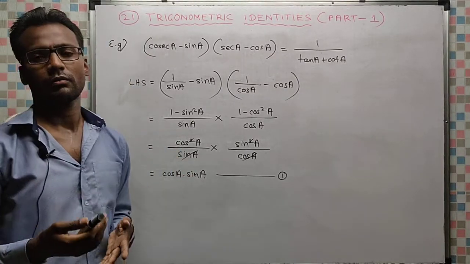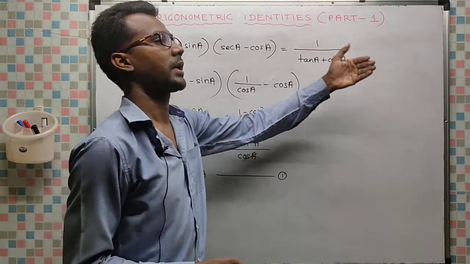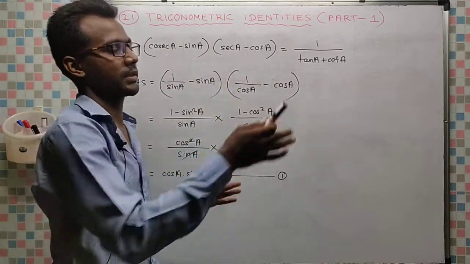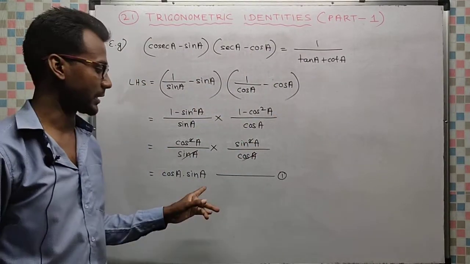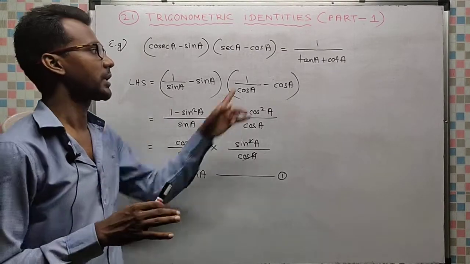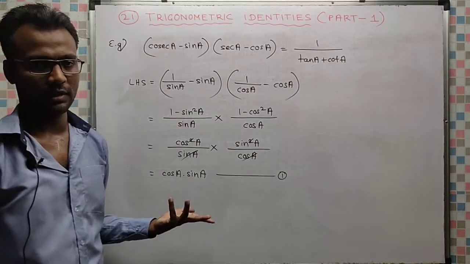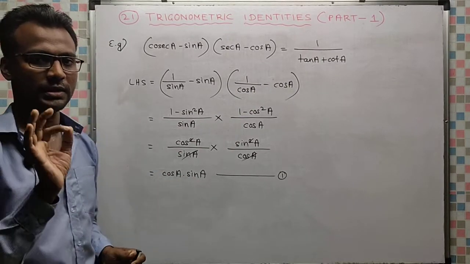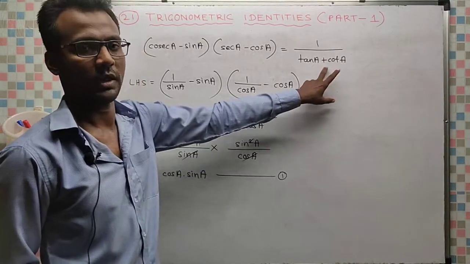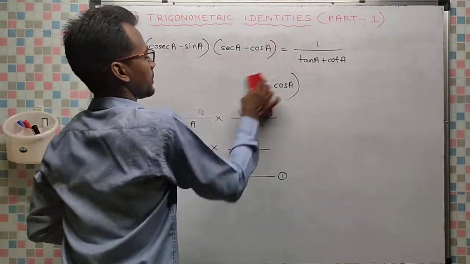In most of the questions, if you start from LHS, you will get RHS, or if you start from the RHS, you will get LHS. But in some questions like this, you have to solve LHS and RHS individually, separately, just like this. See, I started with LHS. I did not get RHS. I got a simpler form, cos A into sin A. So let it be equation 1. So definitely the RHS can also be converted to cos A into sin A. So let us start with RHS.